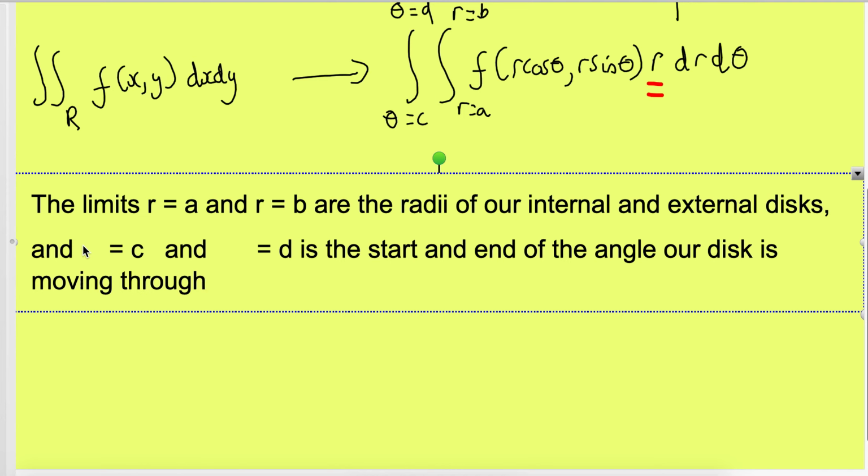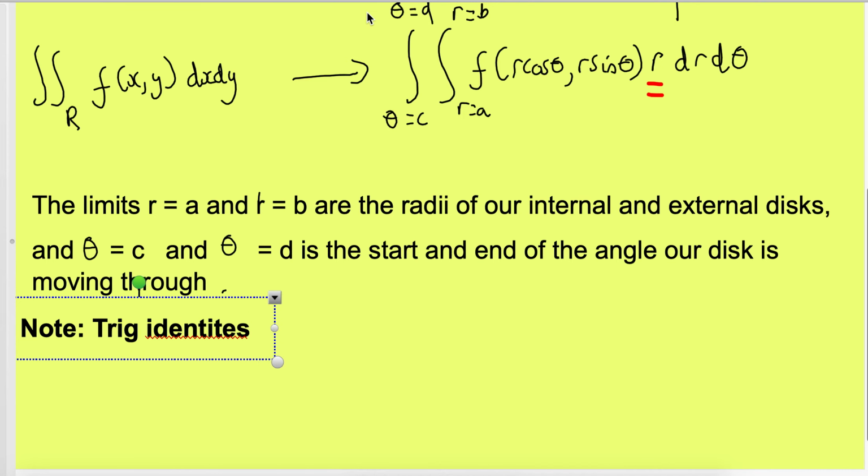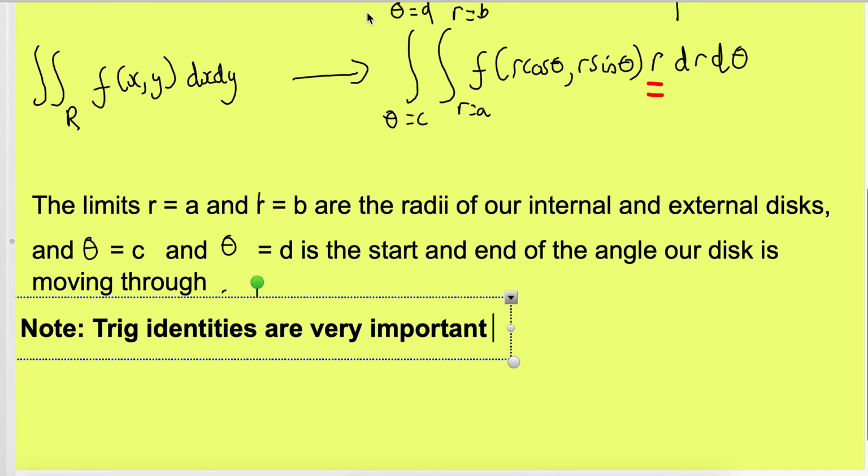I left a wee gap there so I can put thetas in because I can't be bothered finding the theta button on the computer, so that's theta equals c. Now, one thing to note, and this is really, really important. Don't forget this. Particularly important for your assignment. Trig identities, which are on your formula sheet, are really important when using polar coordinates.